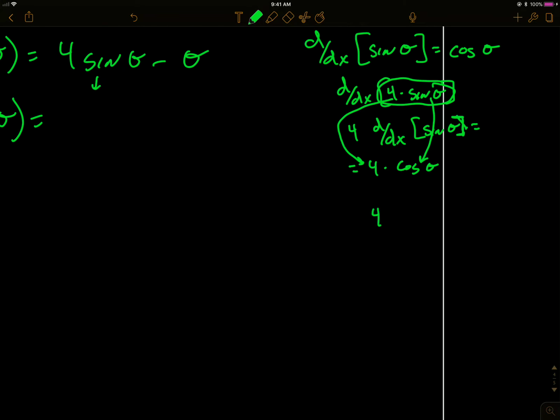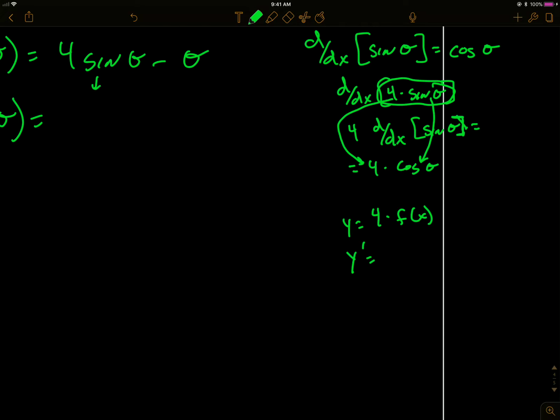Or more generally, for any function, if you have 4 times f of x and you want to do the derivative, the 4, the constant, will just come along for a ride. You can do 4 times whatever the derivative of that function is. In this case, our function is sine of theta. So let's look at that. 4 comes along for the ride.